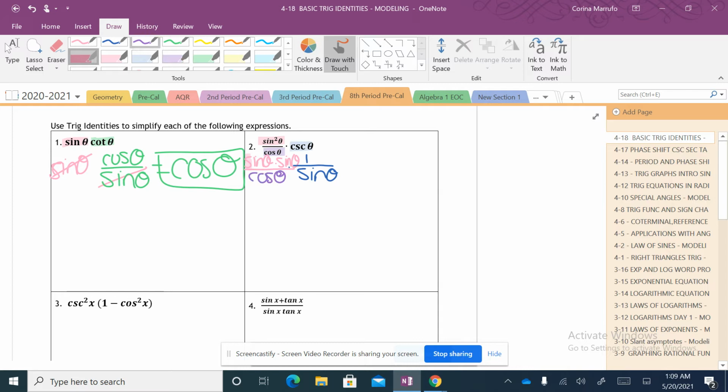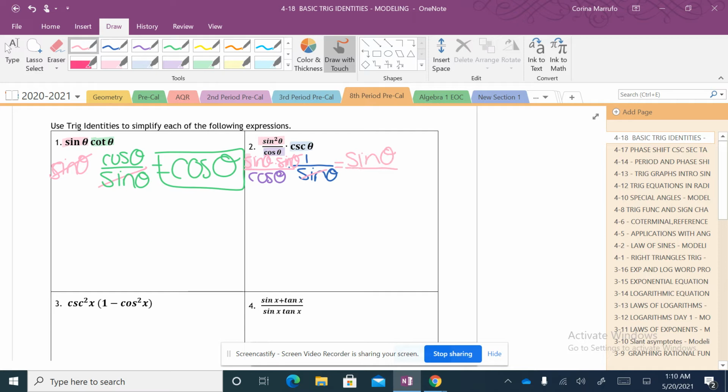Okay, so when we're simplifying now, I see that I have a sine on top and sine on bottom. So I'm going to cancel it out. So I'm still left over with sine of theta times 1 on top. So sine of theta times 1 is just sine of theta. And on the bottom, I have cosine of theta.